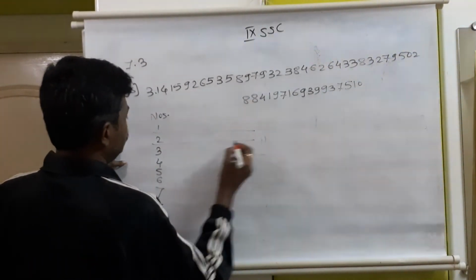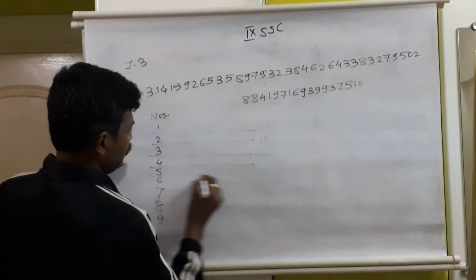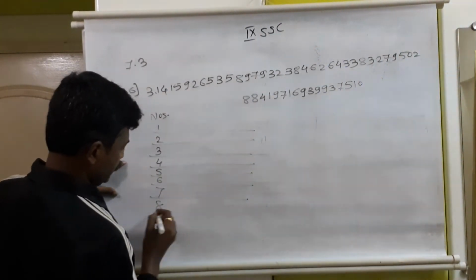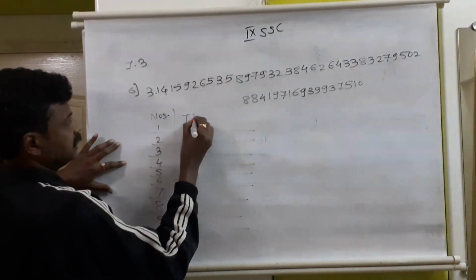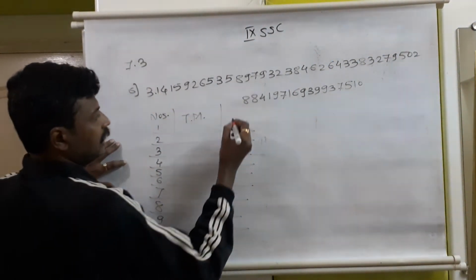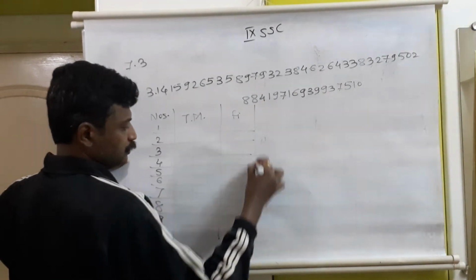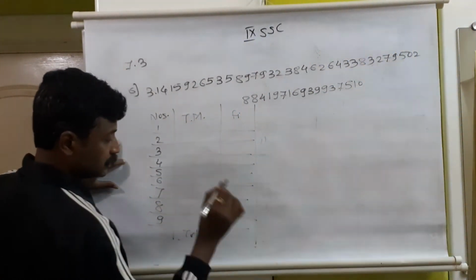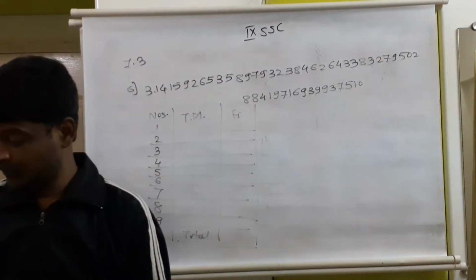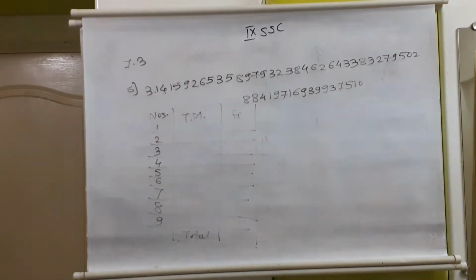Then after that tally marks will come, and then after tally marks frequency will come. TM is for tally marks, and then for frequency we'll use Fi, and then at the last the total should come 50, because we have a total of 50 numbers after the decimal point. Let us see if we are getting the proper frequency distribution table or not.